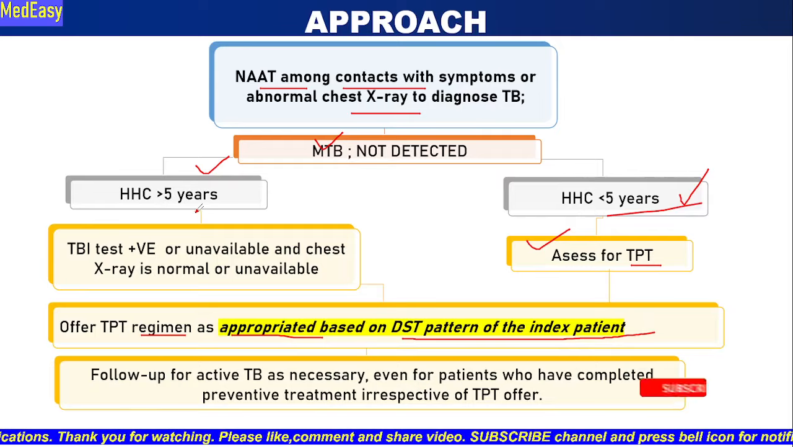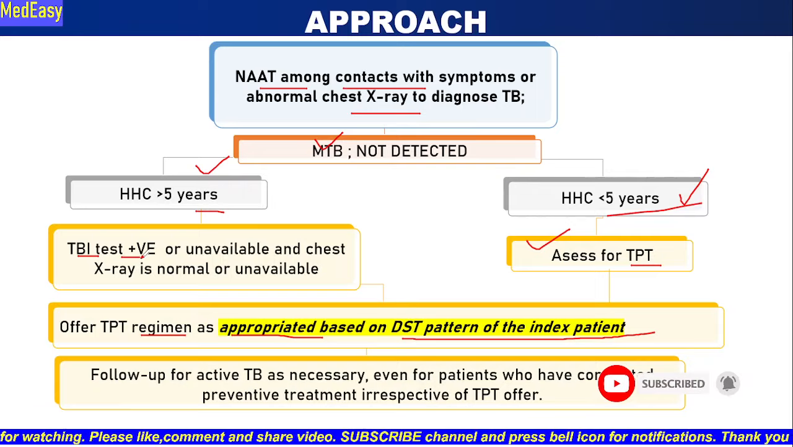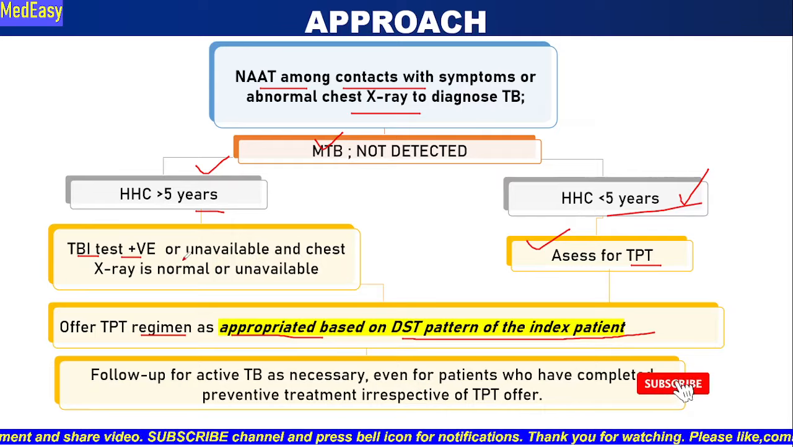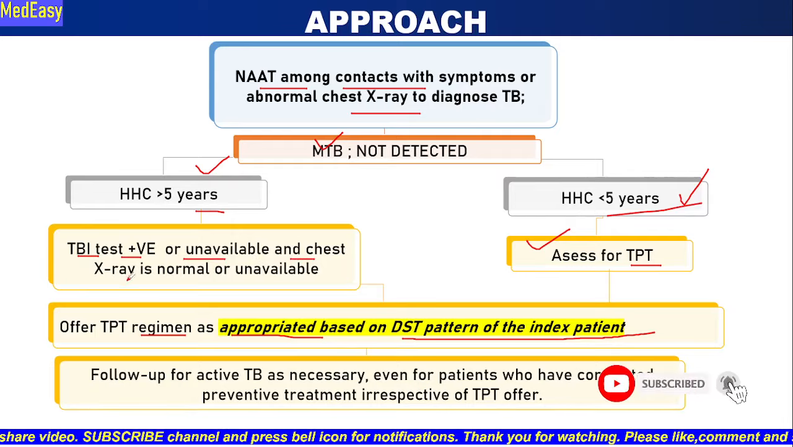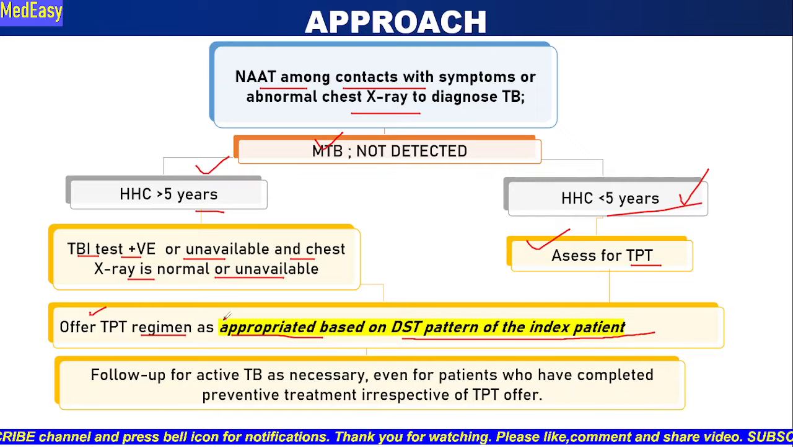If the household contact is more than 5 years, then we will do a TB infection test in the form of Mantoux test or an IGRA, and we will do a chest X-ray. But if TB test is positive or unavailable, or chest X-ray is normal, or if that is also unavailable, in that situation we will offer TPT regime as appropriate based on DST pattern of the index patient. So what does this mean?